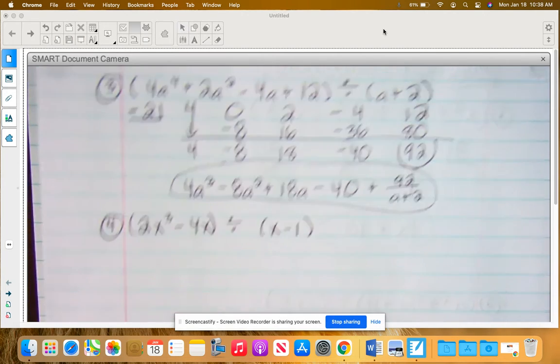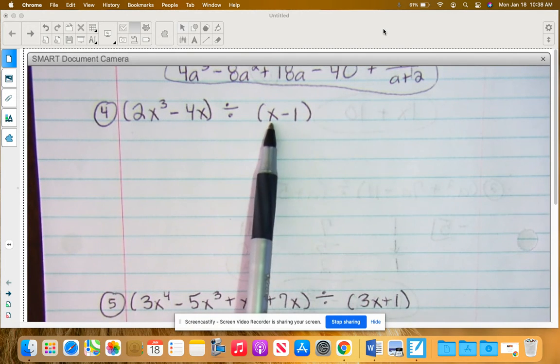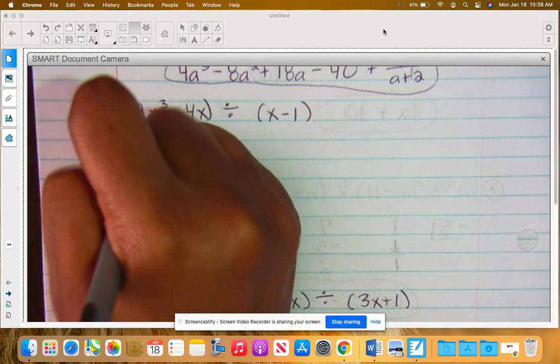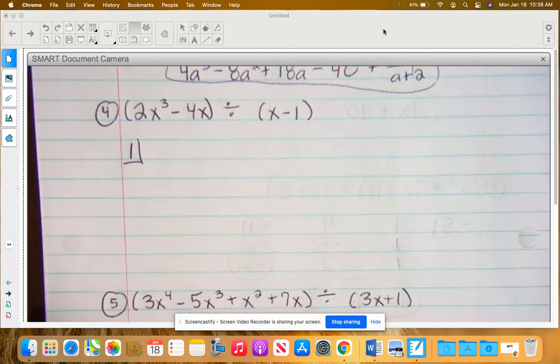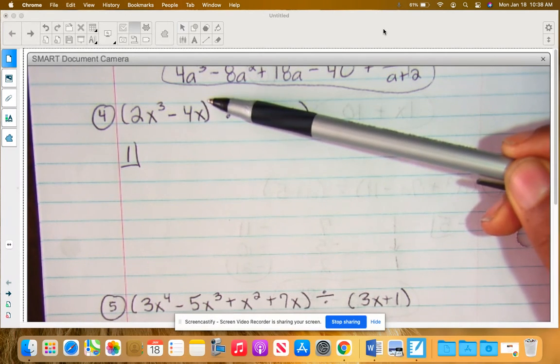Okay, next, number 4. Take the opposite. This is x minus 1. You take the opposite, which is going to be 1. So that's going to go in the box off to the side. This one needs some placeholders. It's got x to the third, and then it jumps to x to the first power.